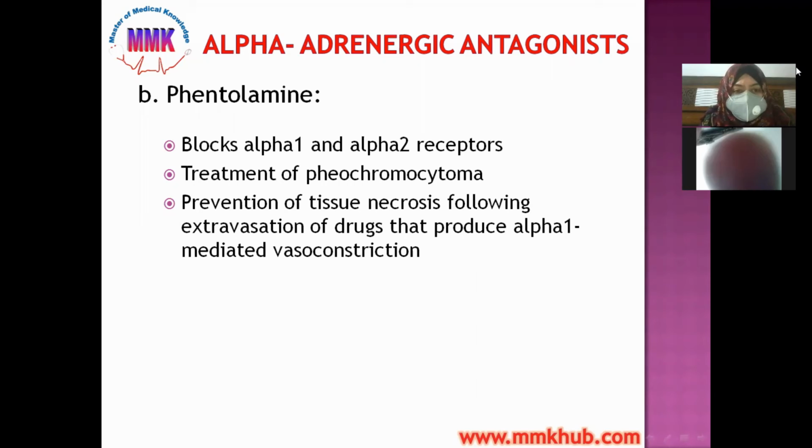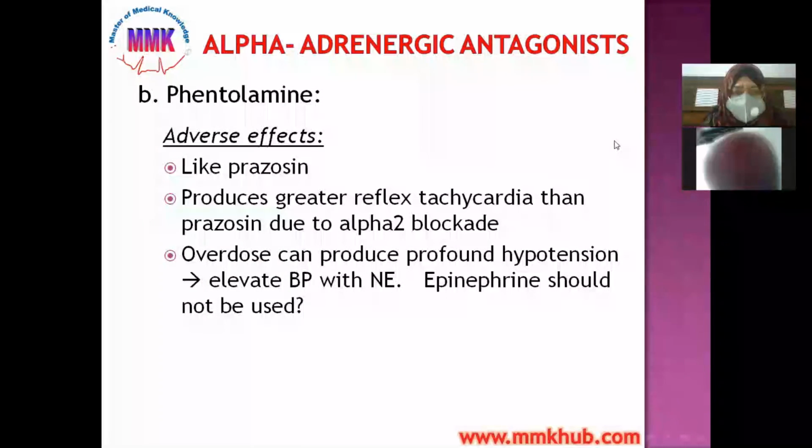It is also used to prevent tissue necrosis following the extravasation of drugs that produce alpha-1 mediated vasoconstriction. The adverse effects are just like prazosin, and it produces greater reflex tachycardia than prazosin due to alpha-2 blockade. An overdose can produce profound hypotension, and eventually it will elevate blood pressure because it's a non-selective blocker, so it will also work on norepinephrine.